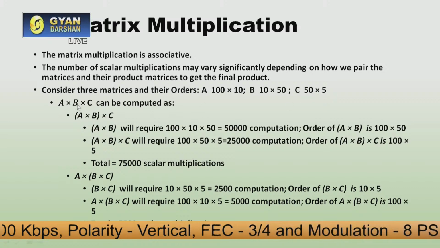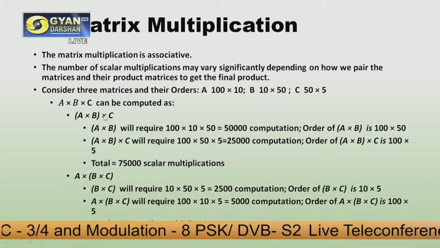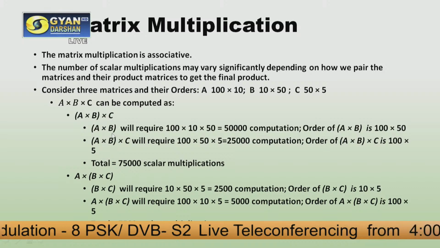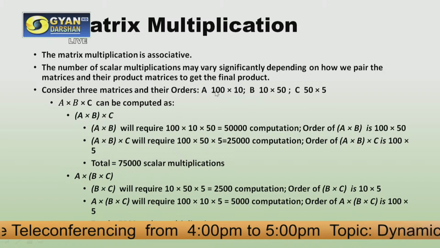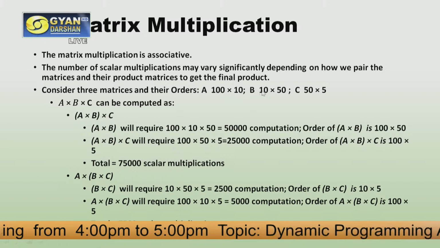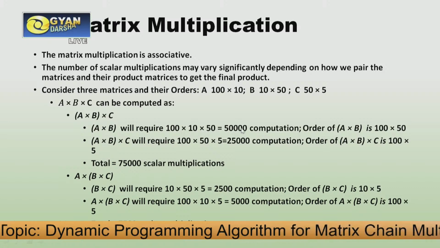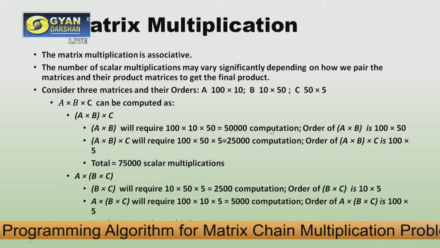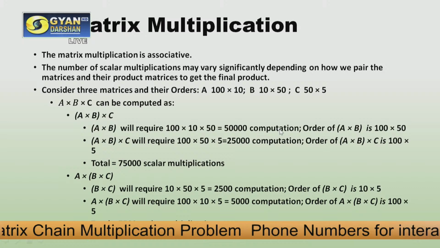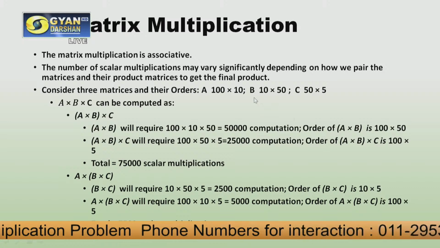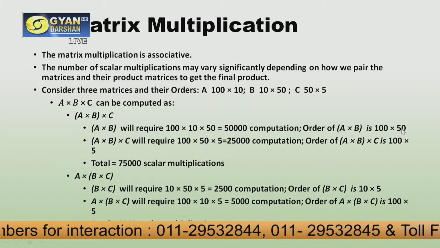So now if I want to multiply A cross B cross C, either I'll do A cross B multiplied by C. If I do A cross B, how many multiplications? 100 into 10 into 50, which is 50,000 multiplications. And the order of A cross B, the resultant, is going to be 100 cross 50.